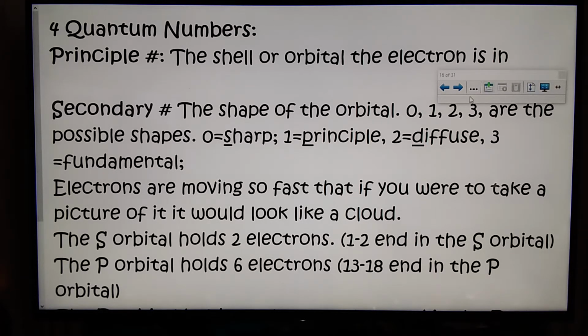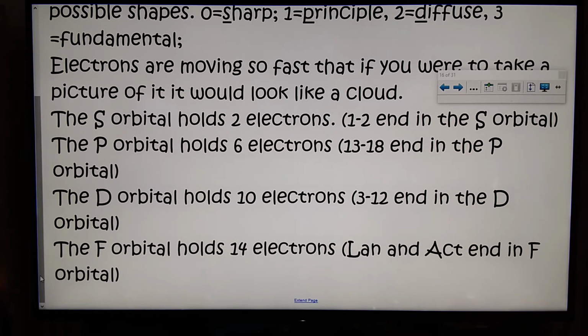Again, remember these electrons are moving around, taking up space, and it basically looks like a cloud. The S orbital is going to hold 2 electrons, so they're going to pair up in the S orbital. The P orbital can have 6, so you're going to have 3 different regions, each of which can have a pair of electrons, so a total of 6. The D holds a total of 10, which means there are 5 different regions. And then the F orbital has 14 electrons, so there will be 7 different regions.